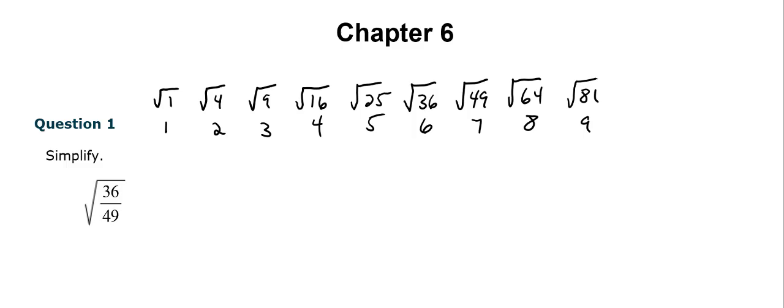Simplify the square root of 36 over 49. So what I've done is written perfect squares above. Square root of 1 is 1, square root of 4 is 2, etc.